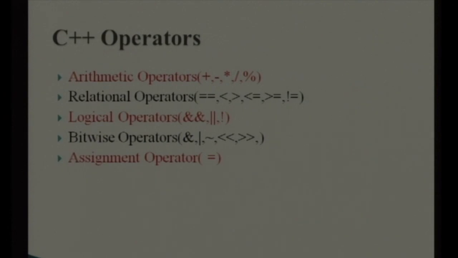So, if we have a variable, let us say a, and another variable, let us say b, and if we apply a modulus b, then it will give the remainder. It will divide a by b, and whatever the remainder is, that will be our modulus.